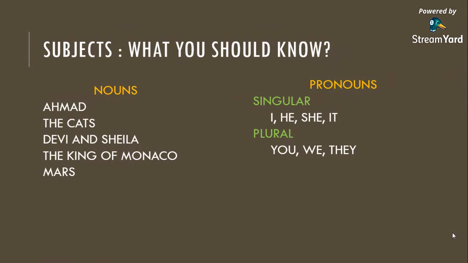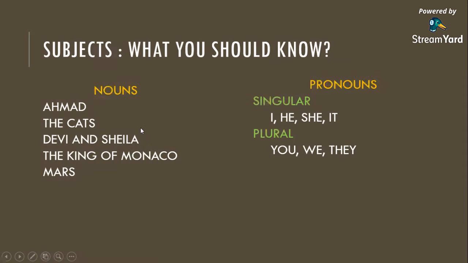Okay, to write a sentence, two important components are needed: the subject and the verb. Subjects are nouns, such as what you can see here: Ahmad, the cats, Devi and Sheila, the king of Monaco, Mars. Mars as in the planet. Okay? So these are all nouns that we have learned. It can be a singular noun, a plural noun, or a proper noun, but as long as they are nouns.